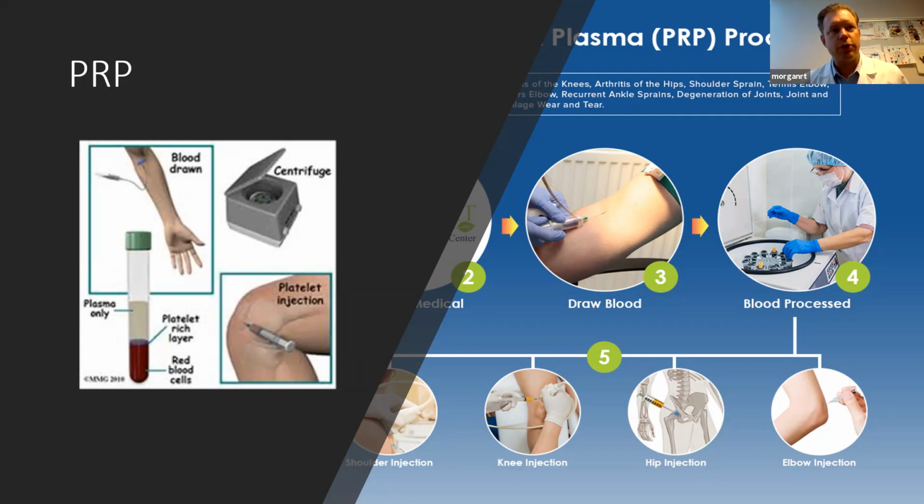And this can be done in the shoulder, the knee, the hip, the elbow. It's been most studied for knee arthritis. It's most effective for knee arthritis and for tendonitis about the elbow. So tennis elbow is the other place where PRP has been shown in the literature to be strongly effective.